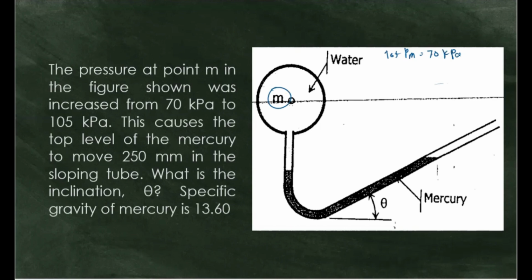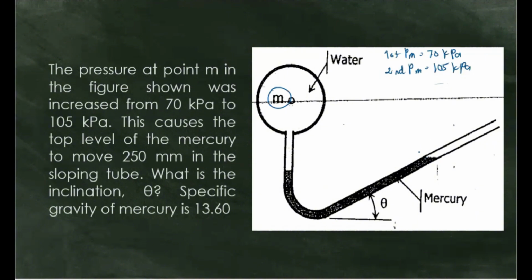By the way, just to remind all of you, this is a gauge pressure. Okay? And then it increased, no? Second, P sub M became 105 kilopascal. So there's an increase in our pressure. The effect is that our top level of mercury moved.